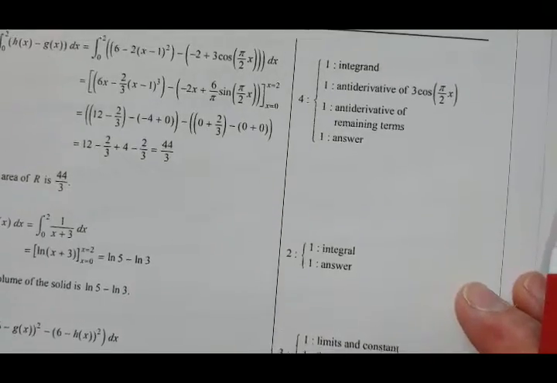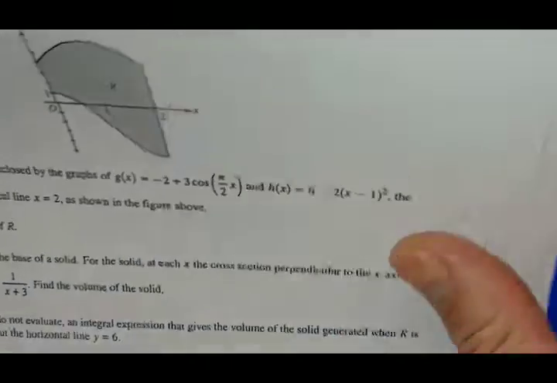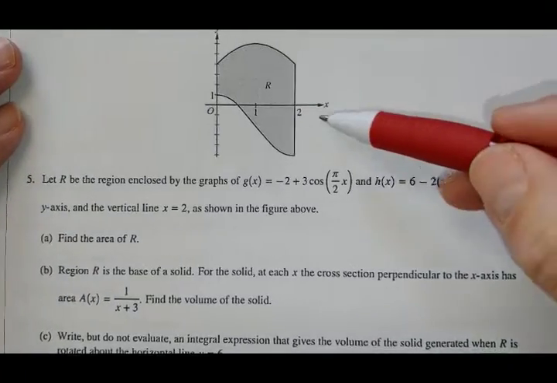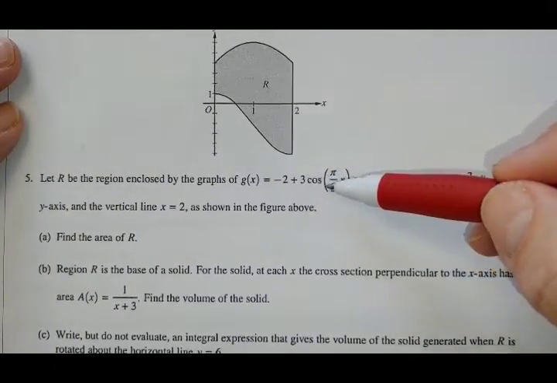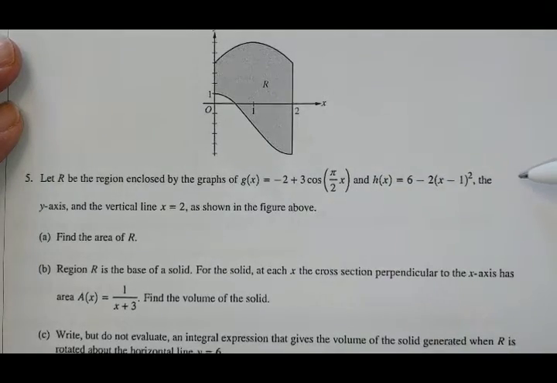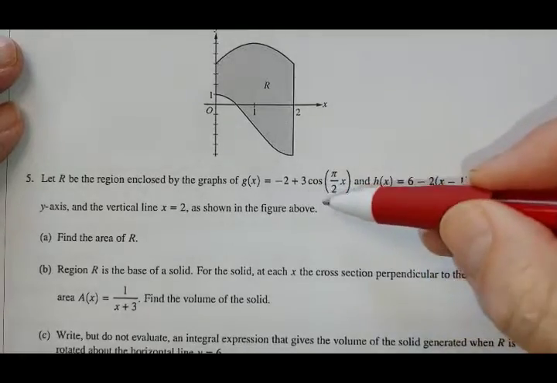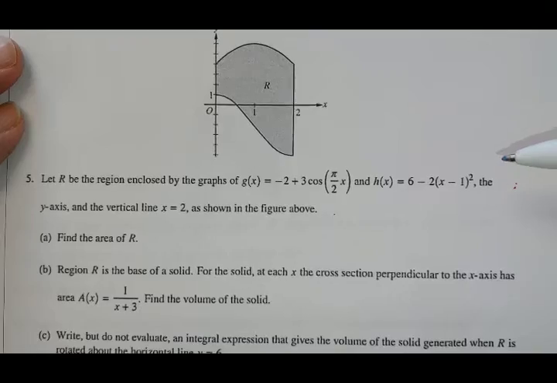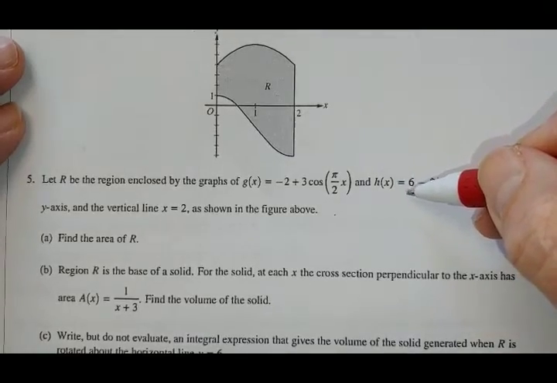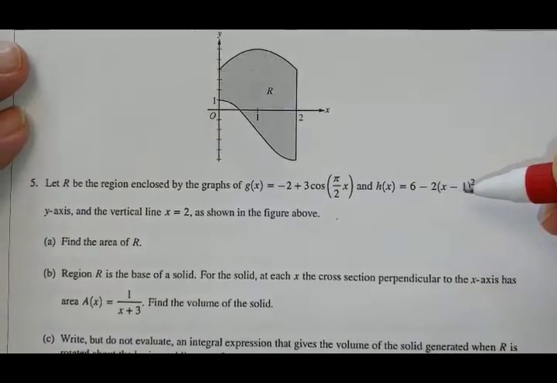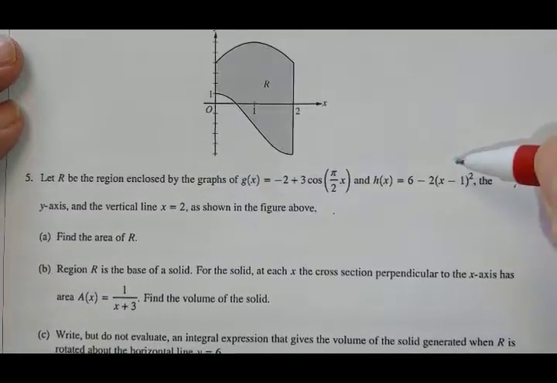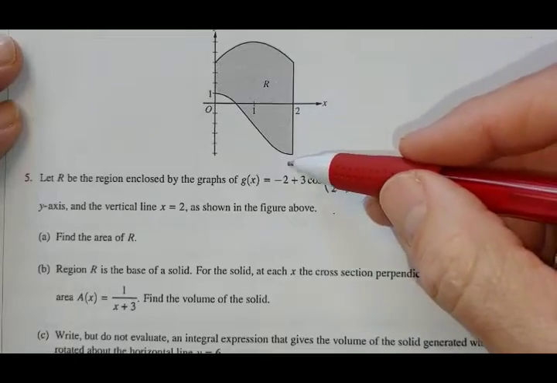Problem 5. This is our area volume problem. So in problem number 5, we have R is a region enclosed by the graphs of g of x and h of x shown in the graph above, and the vertical line x equal to 2. So we're going to, first of all, we have to figure out which graph is which. Let's see. And the vertical, there's the vertical line x equal to 2.